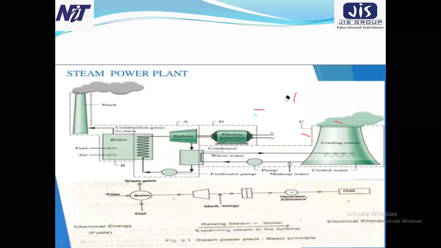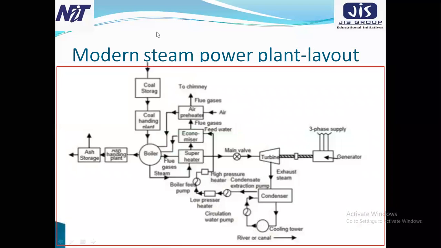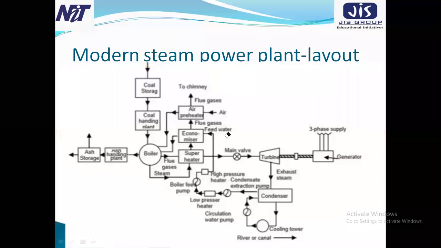Now, sometimes when you are traveling through a train or bus, you will find this type of construction: the cooling tower, the stack, the turbine, the general layout of a physical power station, that is, you can say, the steam power plant. Now let me talk about the modern steam power plant layout.